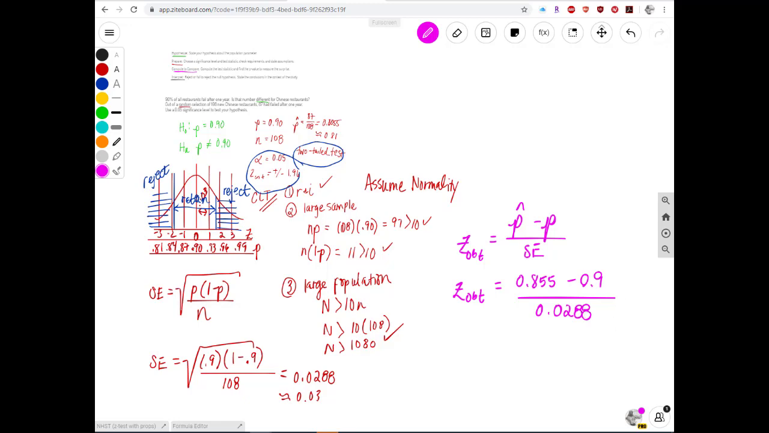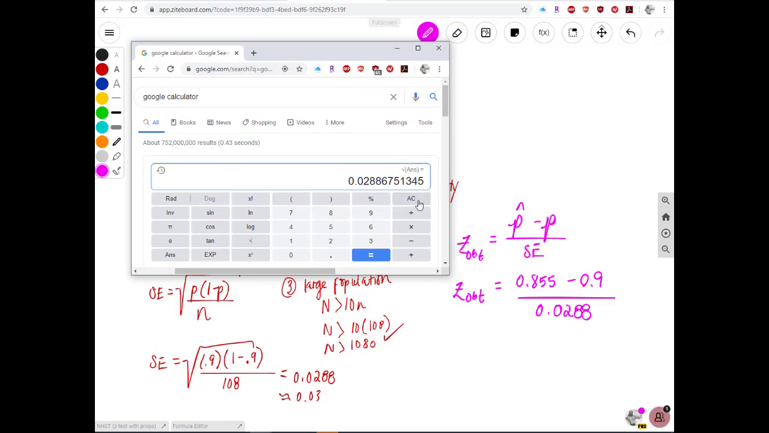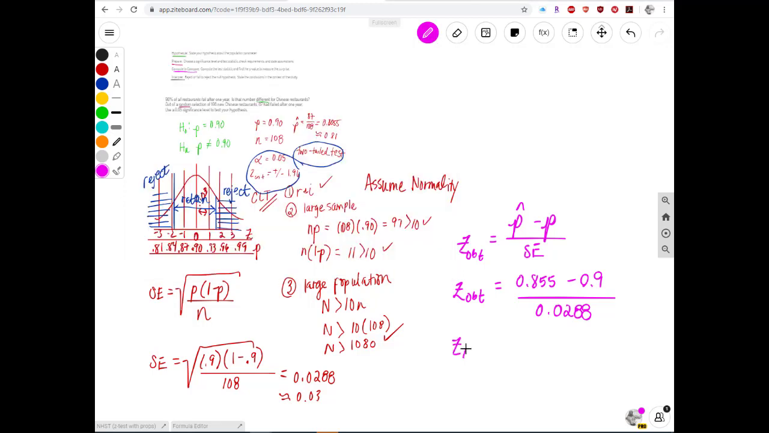And let's bring over Google Calculator. So I'm going to clear this out. 0.855 minus 0.9. I've got negative 0.045. I'm going to divide that by my denominator, which is the standard error, which is 0.0288. And I'm going to get a z obtained of negative 1.5625.